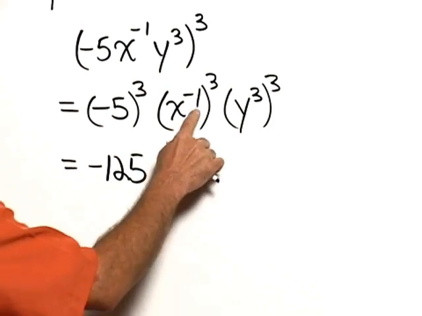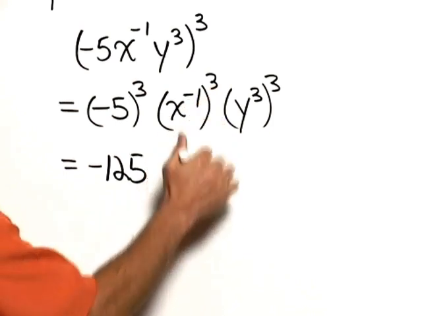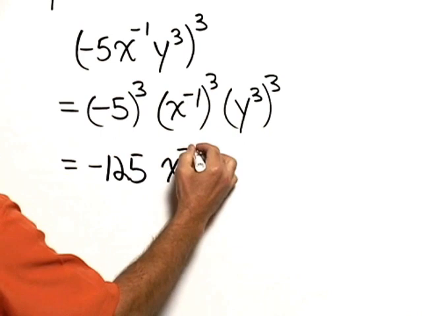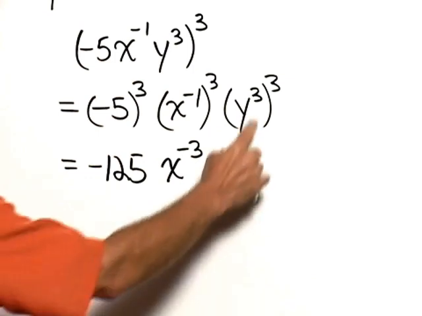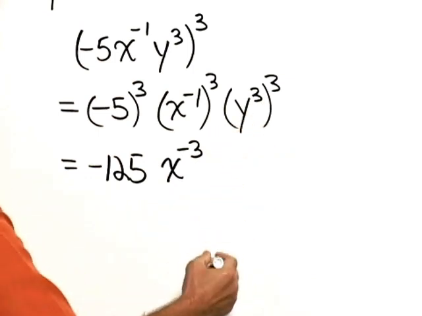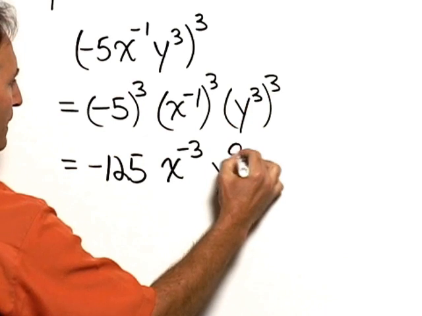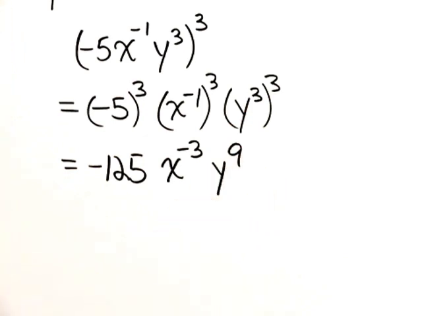When we raise an exponential expression to a power, we multiply the powers together. Negative 1 times 3 is negative 3, so we get x raised to the negative 3. Again, we multiply those powers. 3 times 3 is 9, so we get y to the 9th power.